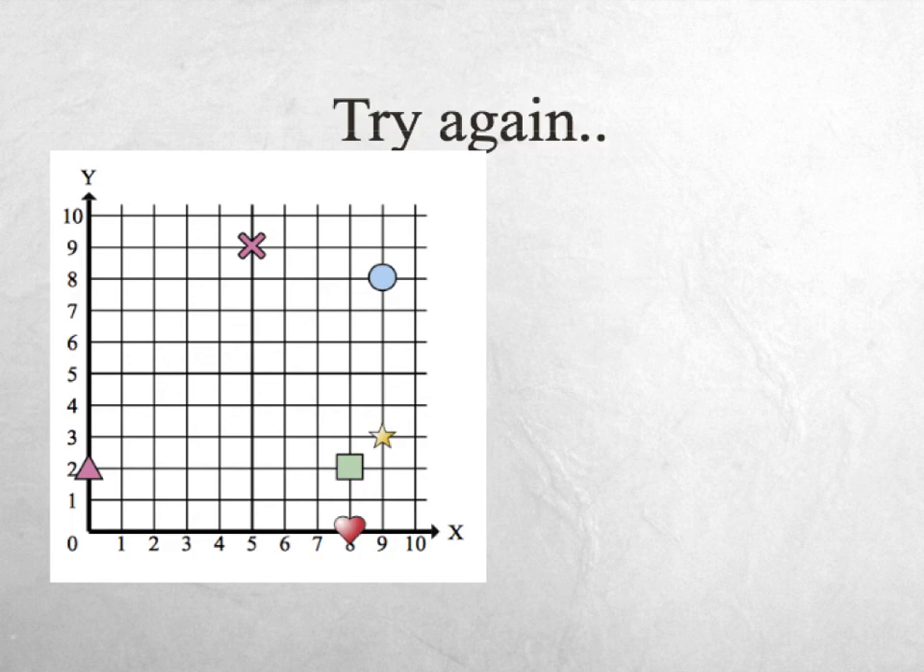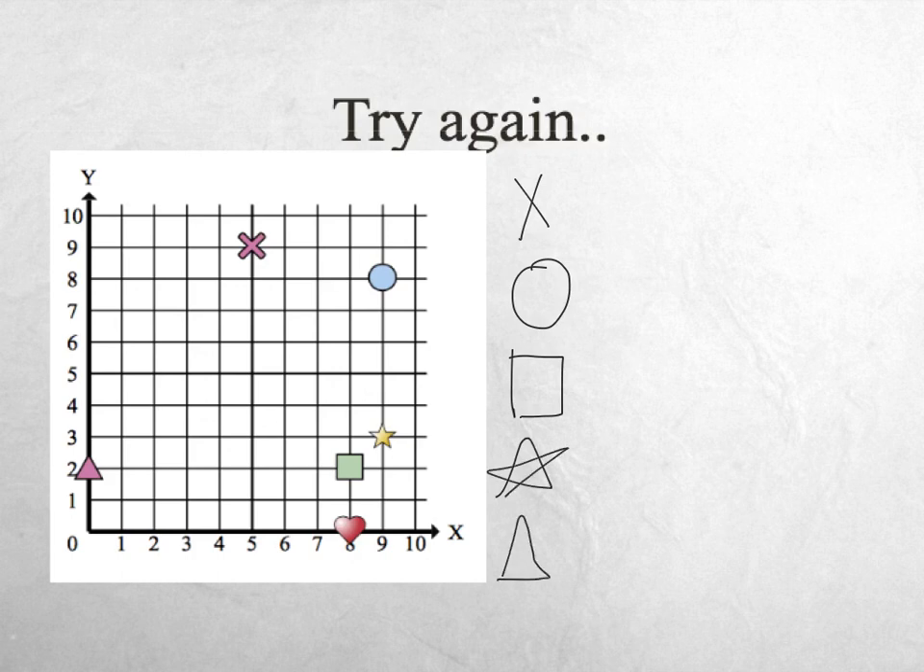Alright, so let's try this again. This time, I want you to pause the video and figure out what the coordinates would be for each of the shapes on this coordinate plane. So you're going to find the X, the circle, the square, the star, the triangle, and the heart. Okay, find me the coordinates for each of these items.